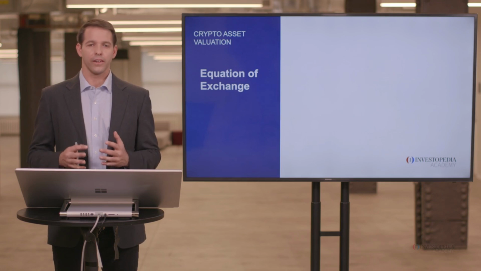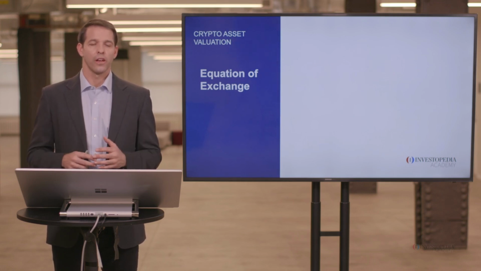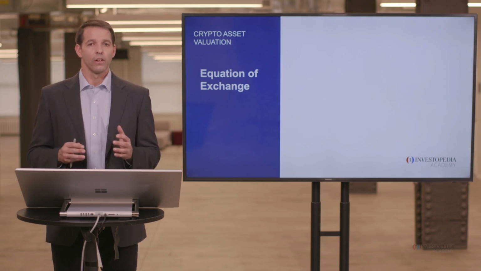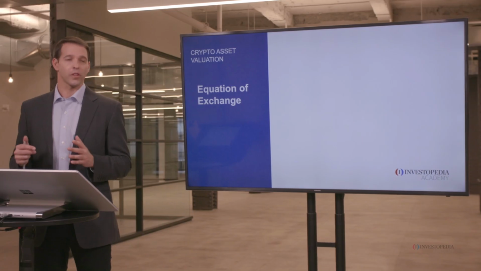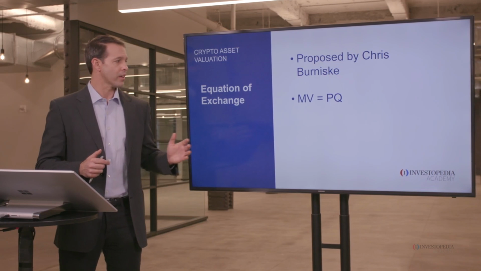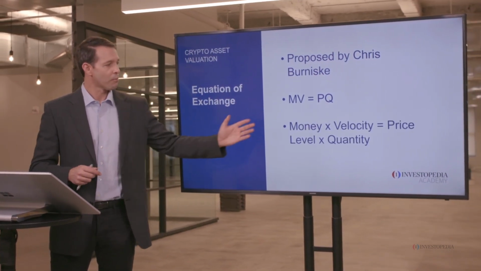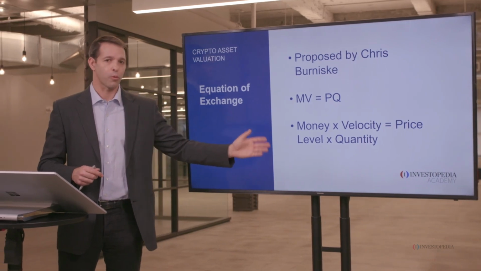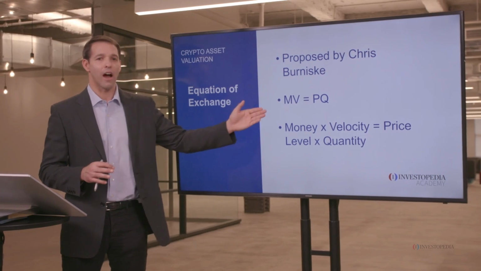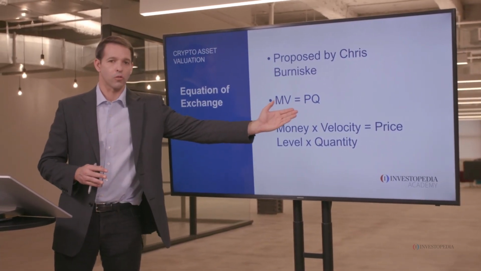Another valuation technique in the crypto asset space is known as the equation of exchange. Now, in economics, this is known as the quantity theory of money. But as applied to the crypto space, it was proposed by a guy named Chris Burniske. Now, the equation of exchange is essentially simple. MV equals PQ. And that stands for money times velocity equals price level times quantity. Let me break this down really simply. This is an accounting identity that says what is bought must equal what is sold.